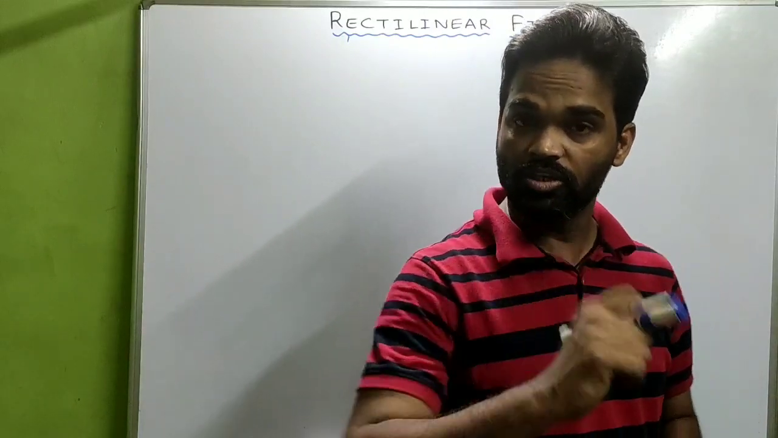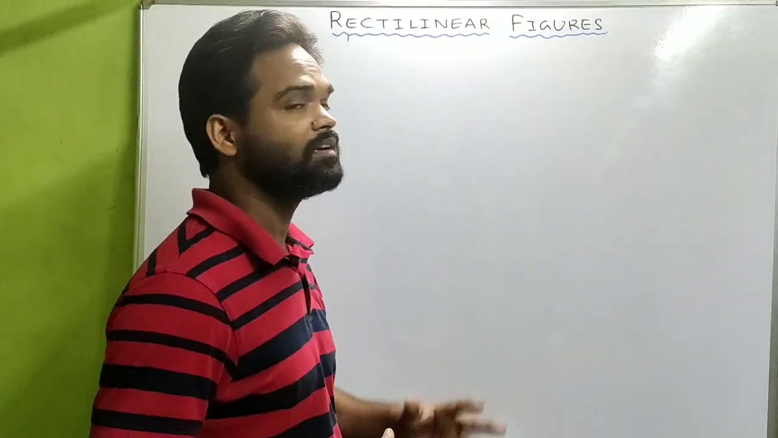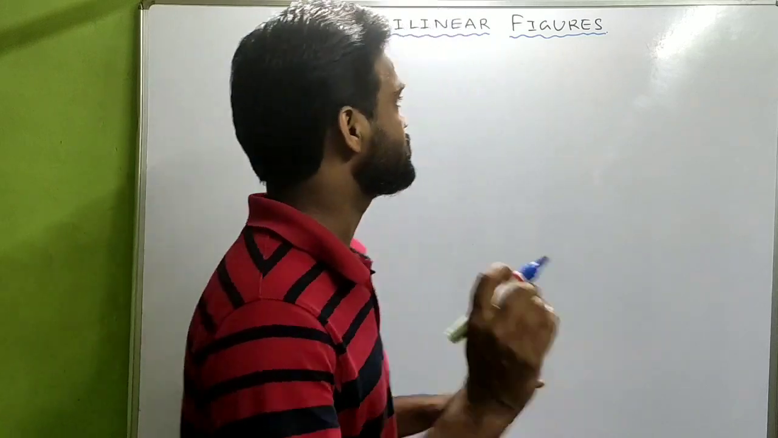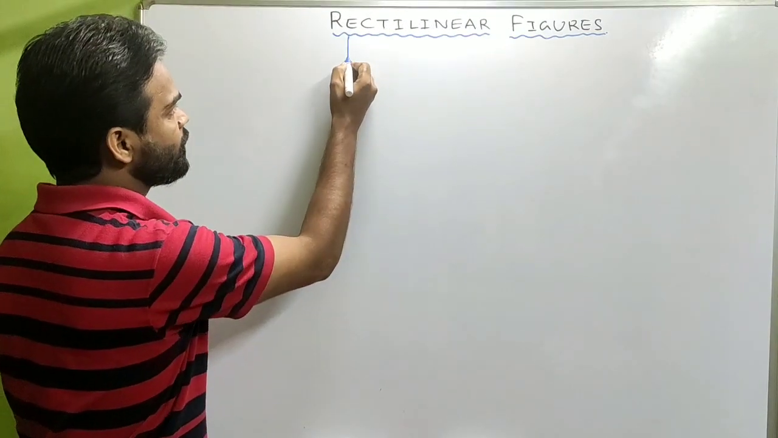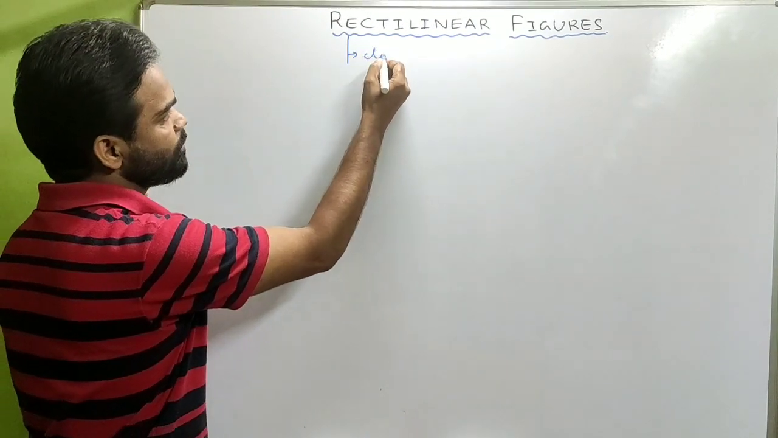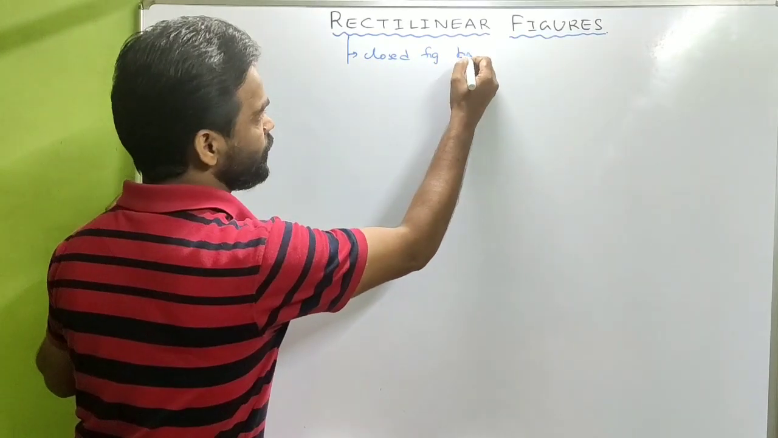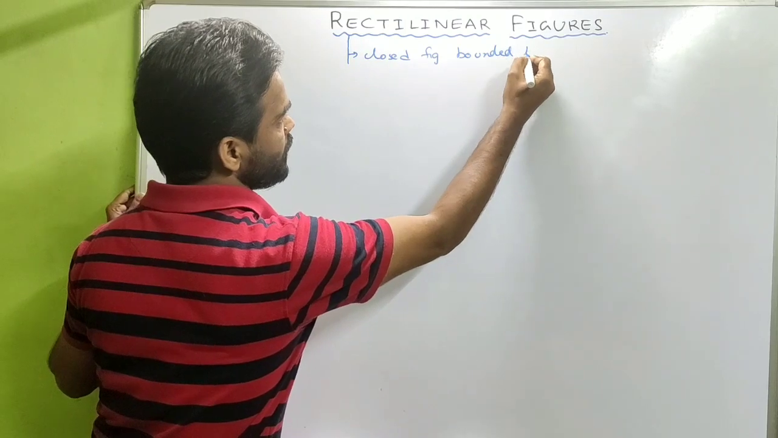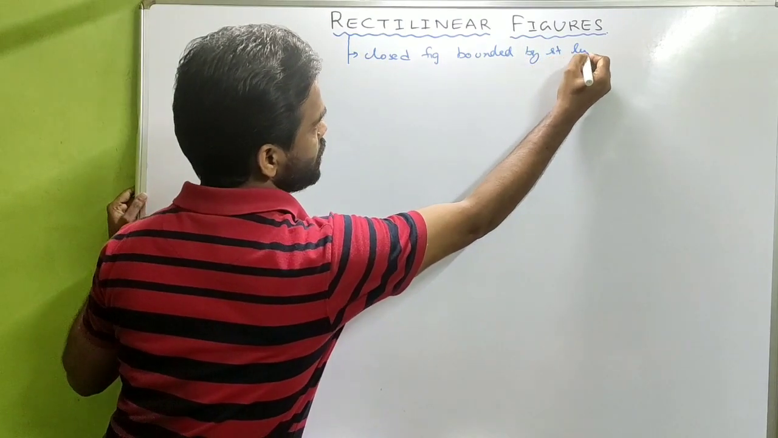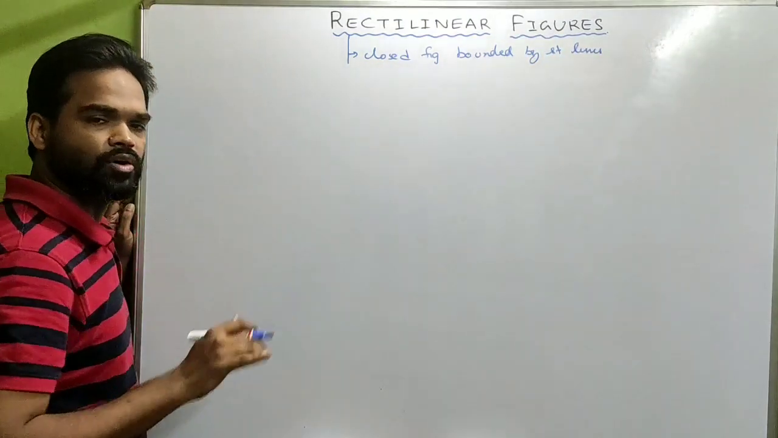Hi kids, today our topic of discussion is rectilinear figures. First of all, let us see what we mean by rectilinear figures. In simple terms, we can say a closed figure bounded by straight lines. That is your rectilinear figure.